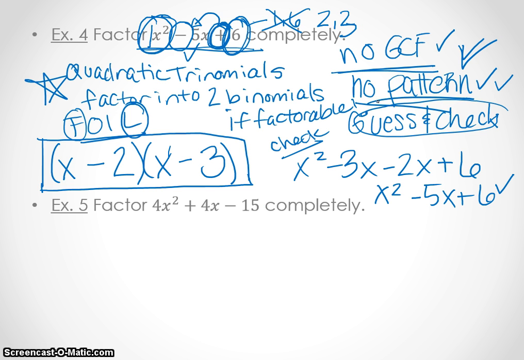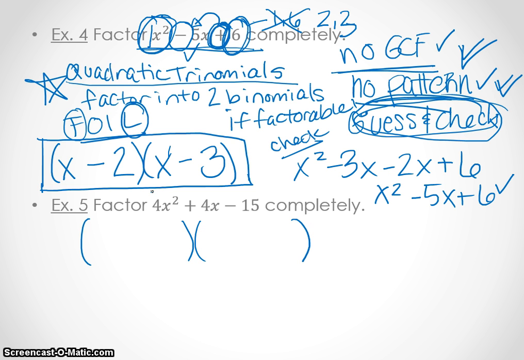Is there a pattern? Well, remember we have to have square root things here and here. So 4, yeah, square root of 4 is 2. 15, square root of 15, no pattern. And so finally that leaves us with just guess and check. So that's what we're going to have to do. Now it is a quadratic trinomial, so that's going to factor into two binomials. So we can go ahead and set it up.